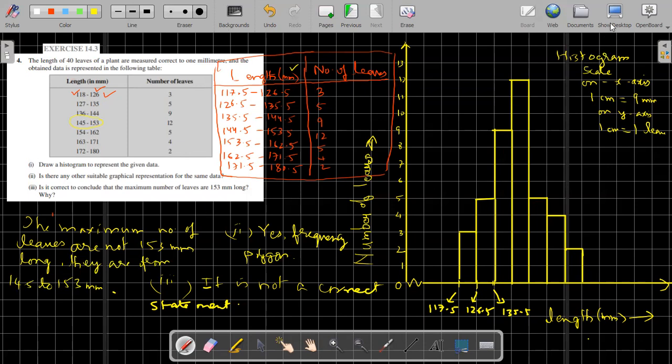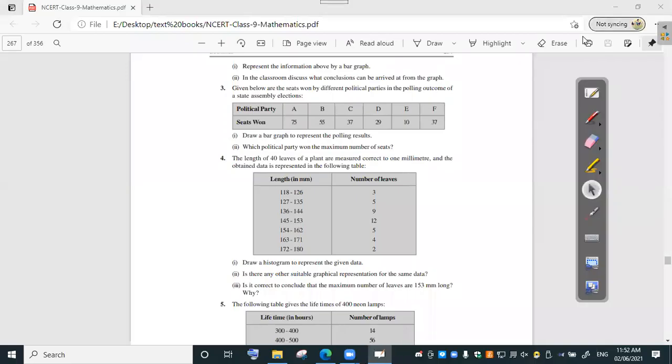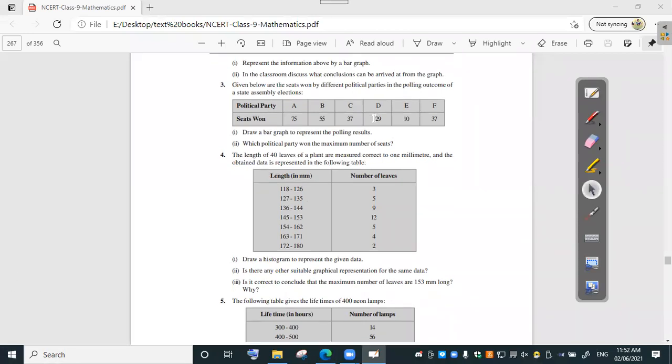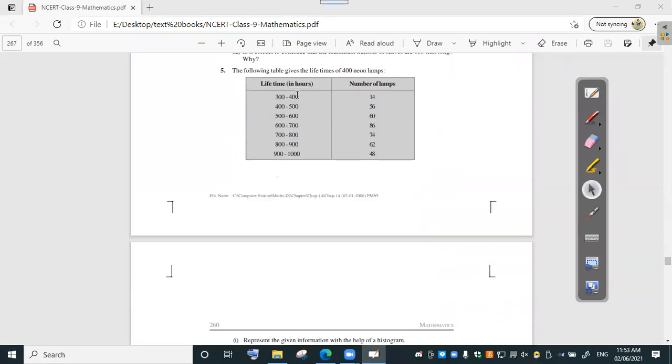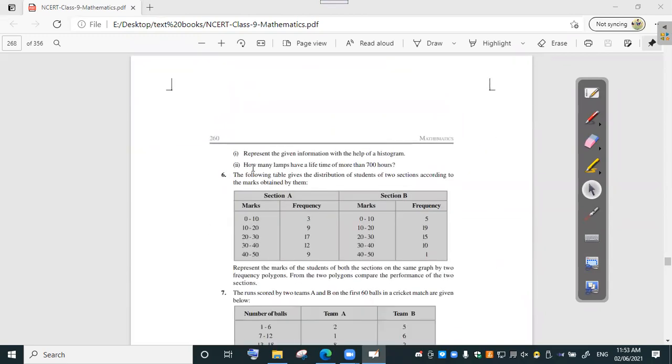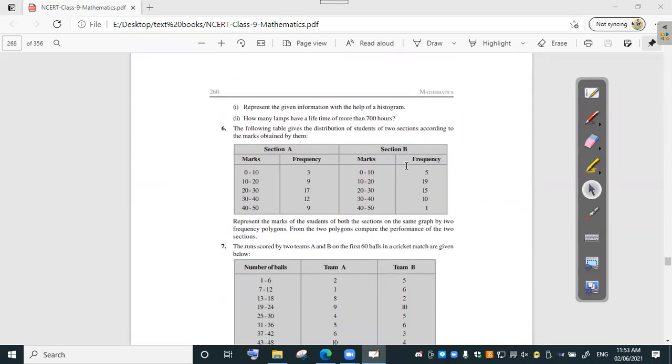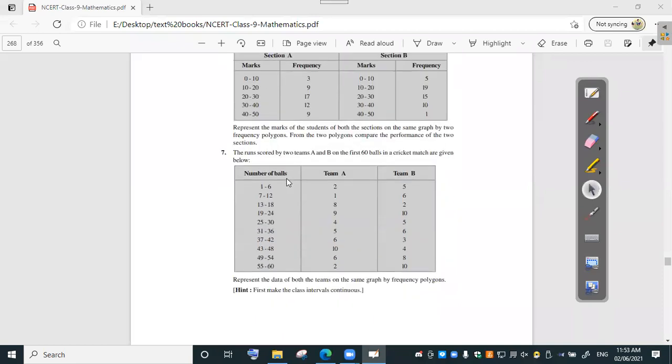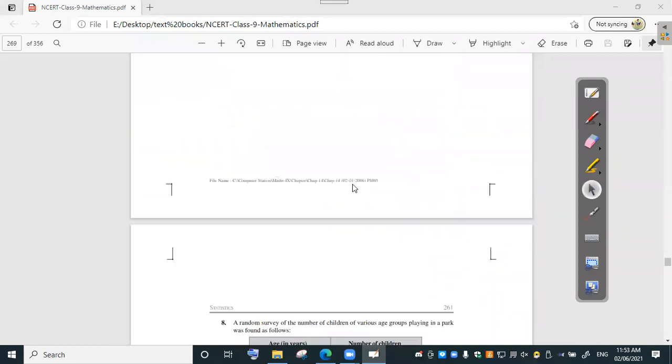Okay. So like this, let's see what the other questions are. And again, we have another question. There is no gap, so you can draw the histogram directly. And then again, there is a question to represent this by two frequency polygons. Then we have questions 6 and 7 on frequency polygons.